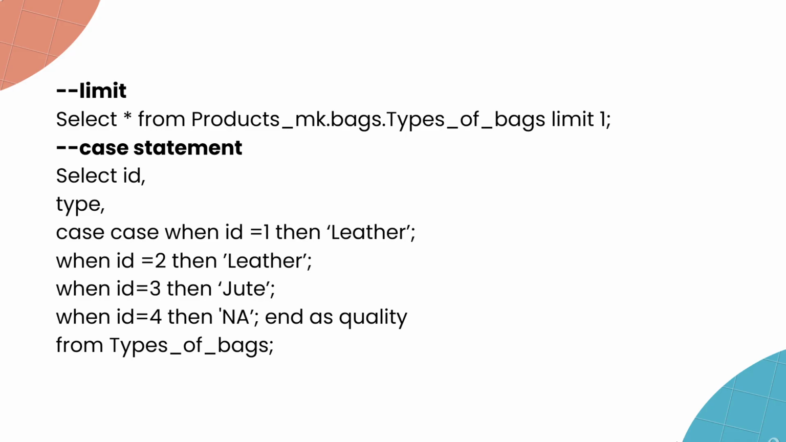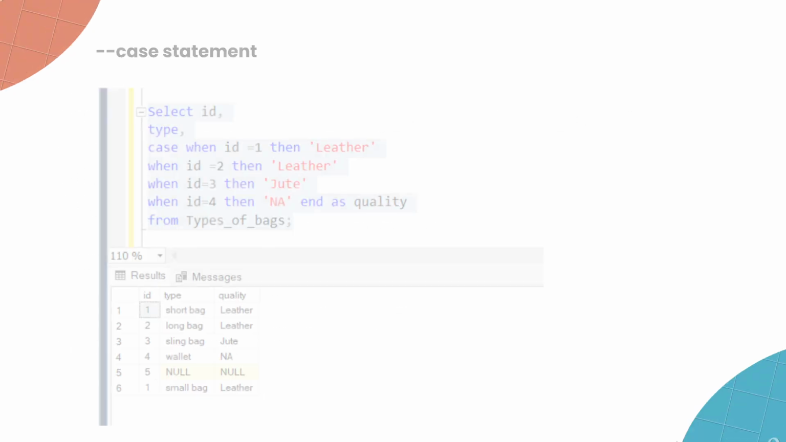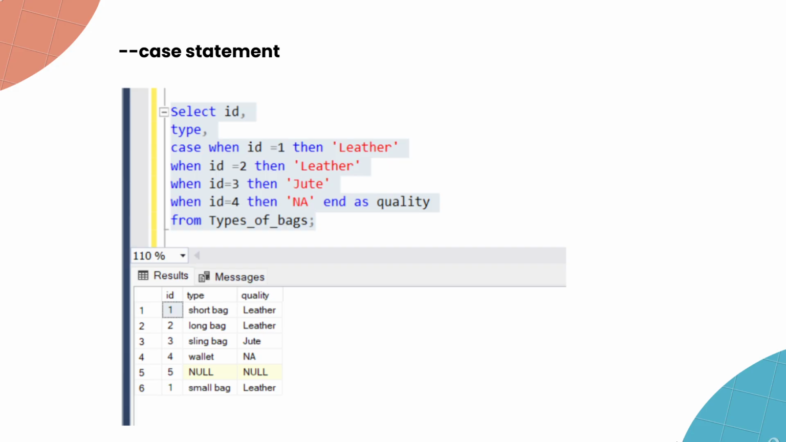Limit. Select star from products_mk.bags.types_of_bags limit 1; semicolon. Case statement. Select id, type, case when id is equal to 1 then leather; when id is equal to 2 then leather; when id is equal to 3 then jute; when id is equal to 4 then na end as quality from types_of_bags; semicolon. Here is the result of the case statement.